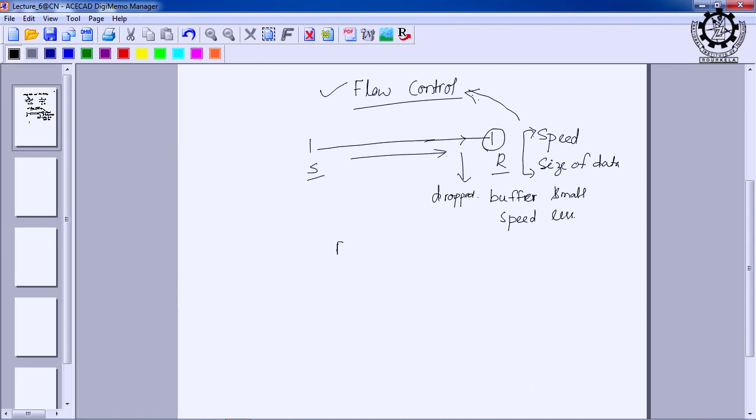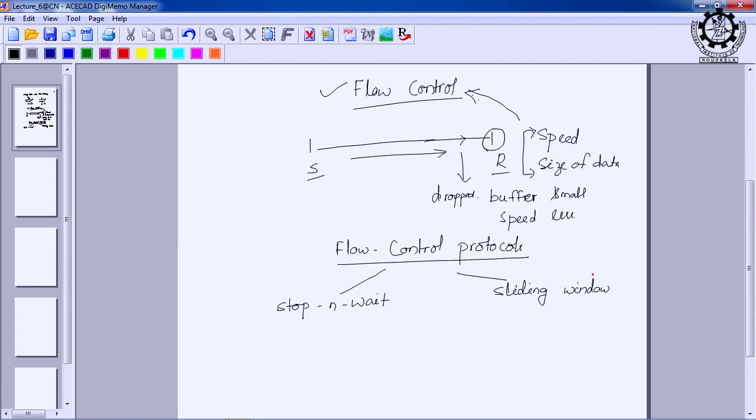So, to maintain the flow control between the sender and the receiver, certain protocols are used. They are called the flow control protocols. One of the very important flow control protocols is the stop and wait protocol, and another is the sliding window protocol. Stop and wait supports the half duplex mode of communication, while the sliding window supports both half duplex as well as full duplex.